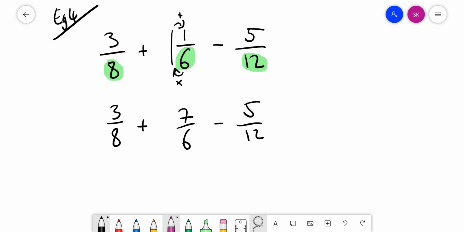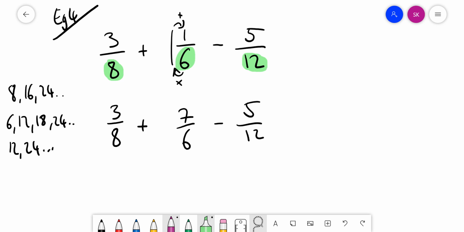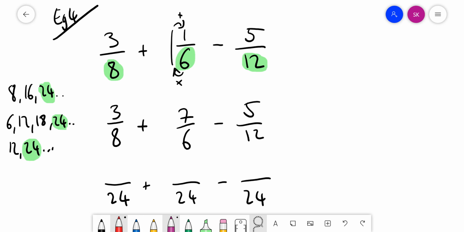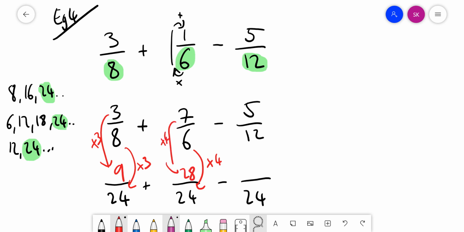Adding and subtracting fractions, find the LCM. So I'm writing out the times tables of all of them. Ooh, 24 looks like it might be good. 24 is the LCM. So that is what I'm going to make all my fractions with the denominator as being. Times by 3, times by 3, do it to the bottom, do it to the top. Times by 4, times by 4, do it to the bottom, do it to the top. Times by 2, times by 2.